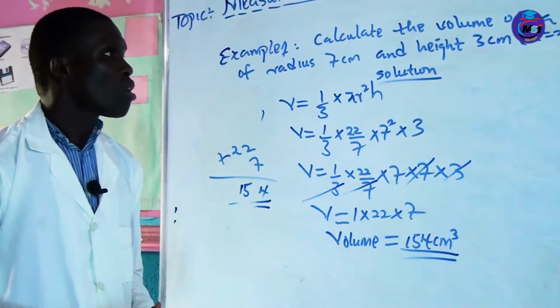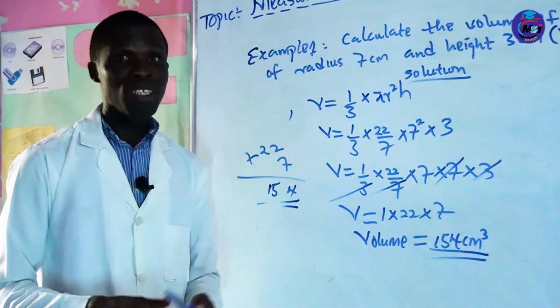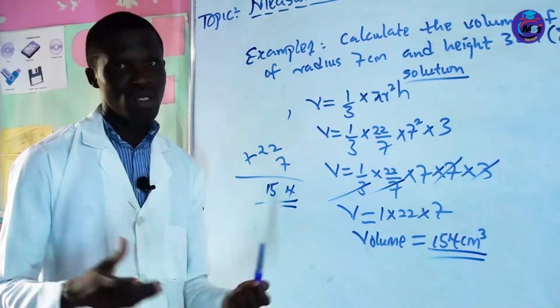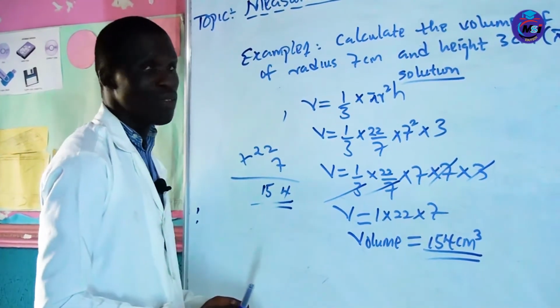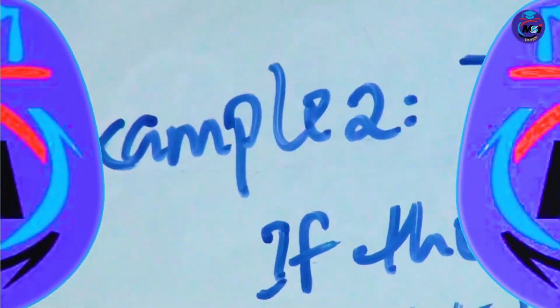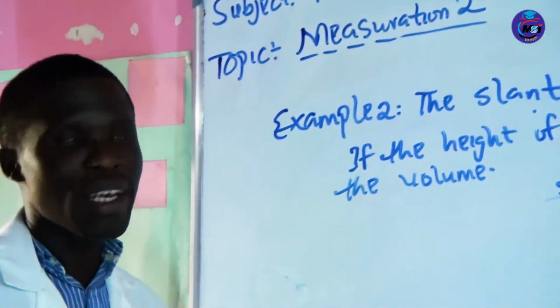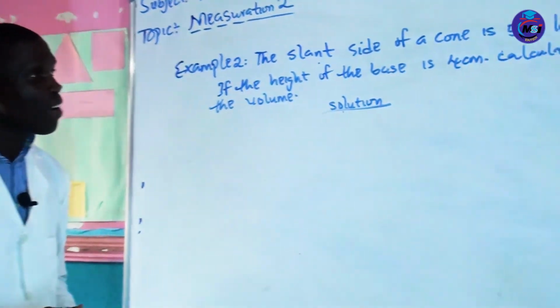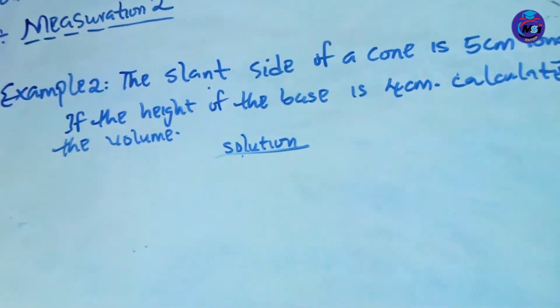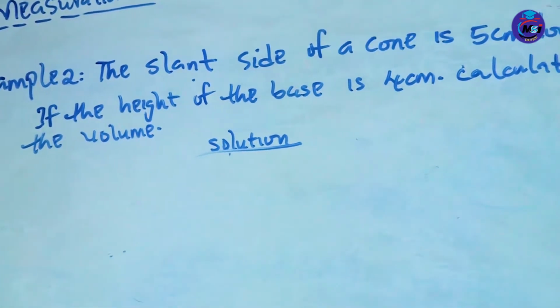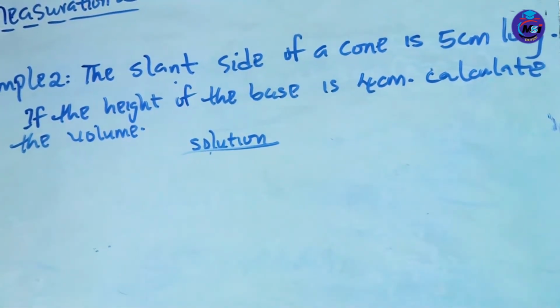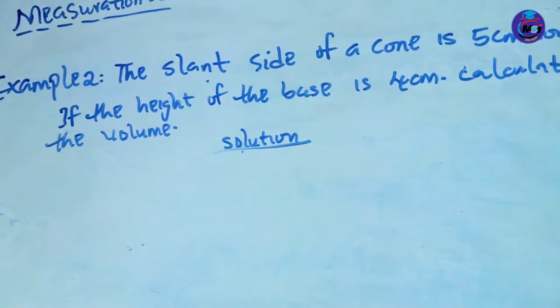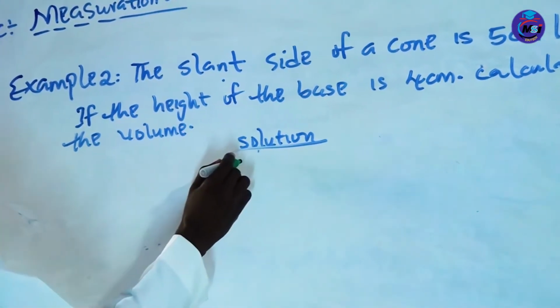Now let me give you another example, maybe more difficult than this, in case you come across any difficult question. Now let's look at this example together. Example number 2. The slant side of a cone is 5 centimeter long. If the height of the base is 4 centimeter, calculate the volume. Now what are we going to do? We can draw it like this.